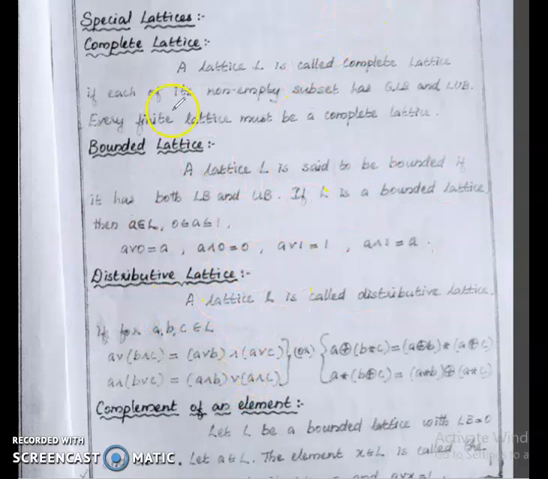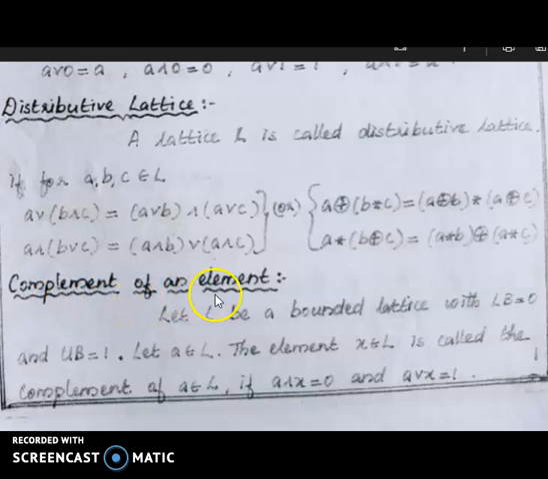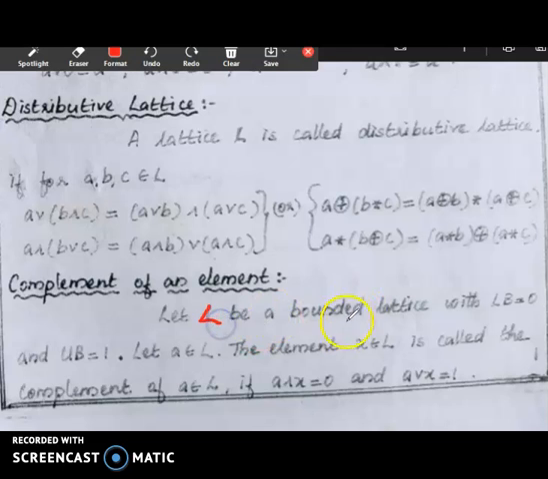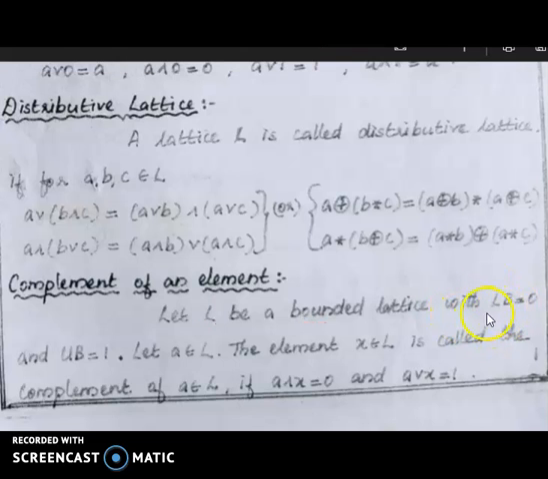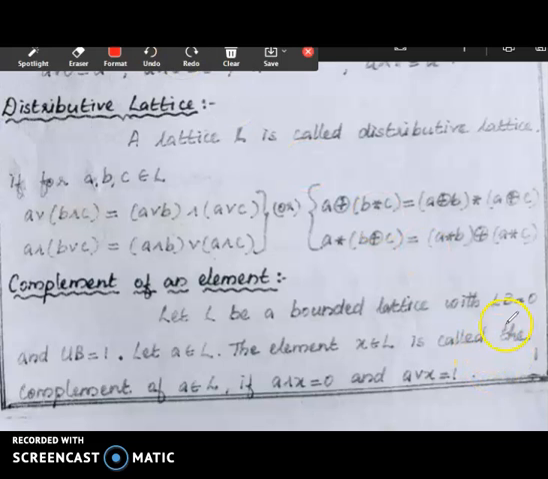Then we will learn the complement lattice. Now we are going to define the complement in a lattice. Let L be a bounded lattice. We learned what bounded means. Here L is a bounded lattice with lower bound 0 and upper bound 1.